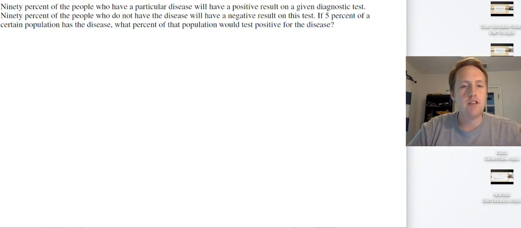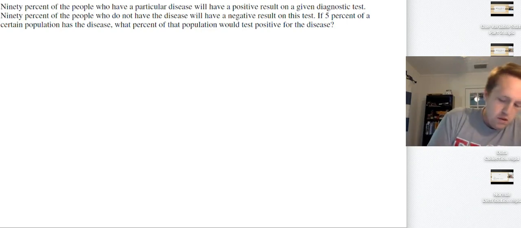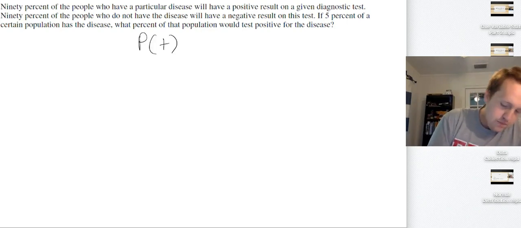90% of the people who have a particular disease will have a positive result on a given diagnostic test. 90% of the people who do not have the disease will have a negative result. If 5% of a certain population has the disease, what percent of the population would test positive? So I'm just looking for the probability of positive, right?